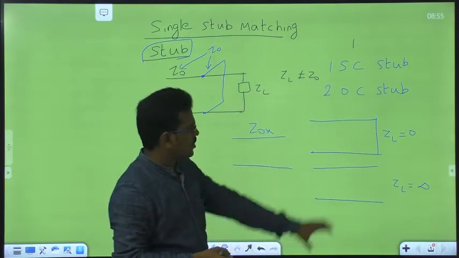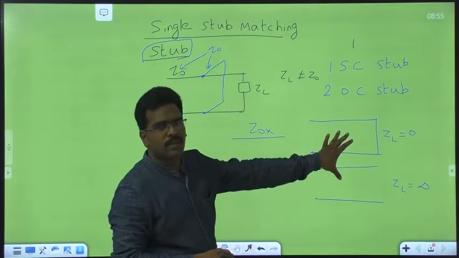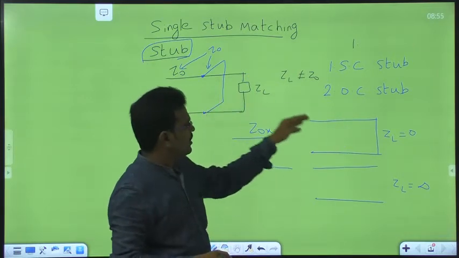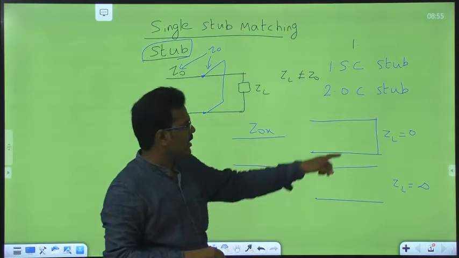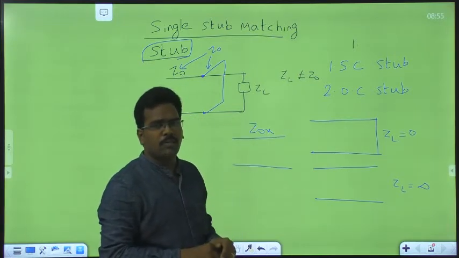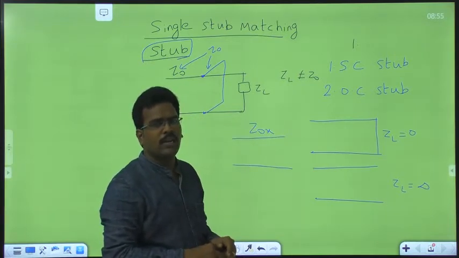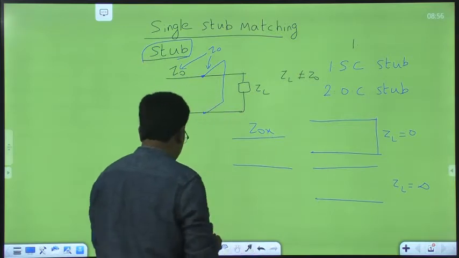So there are two types of stubs. For impedance matching, we can have a total of four configurations. We can connect this stub either in series with the main transmission line or in parallel with the main transmission line. So totally four different configurations are possible.